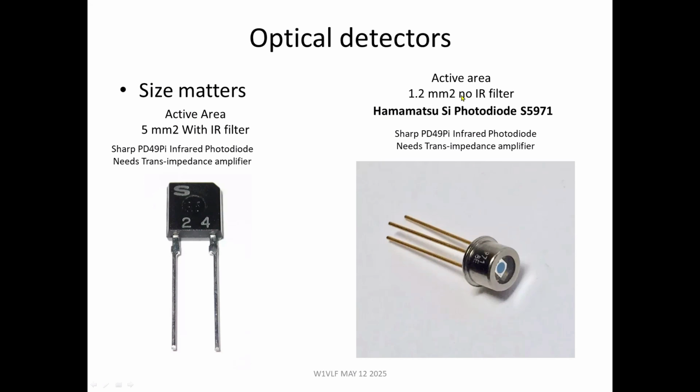This guy has no filter. You'd have to put a filter on this one. But the active area, if you look in here, is only 1 millimeter squared, right? And that has a big effect because it's receiving less noise because it has such a small area. But the problem with having an active area this small is aiming.